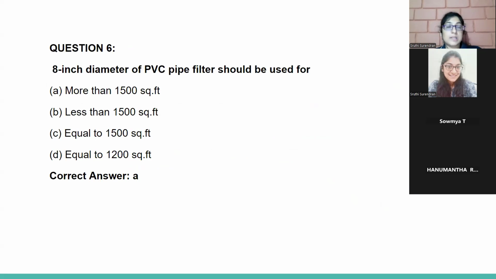So our question was, an 8-inch diameter PVC pipe filter should be used for what area, and it is equal to or more than 1,500 square feet. If it is less than 1,500 square feet, a 6-inch pipe is what is going to be used.